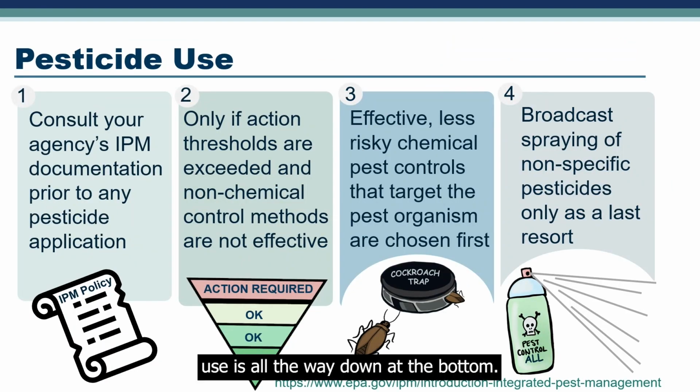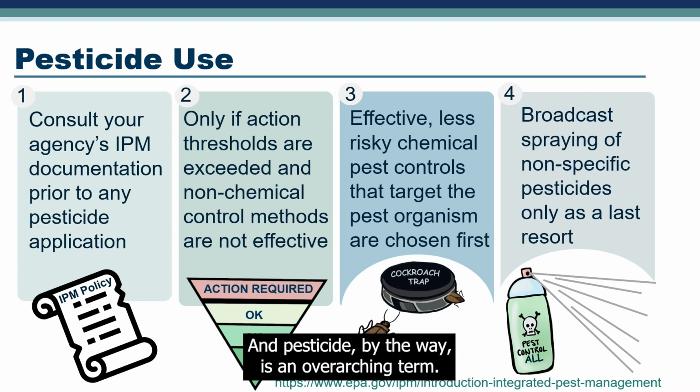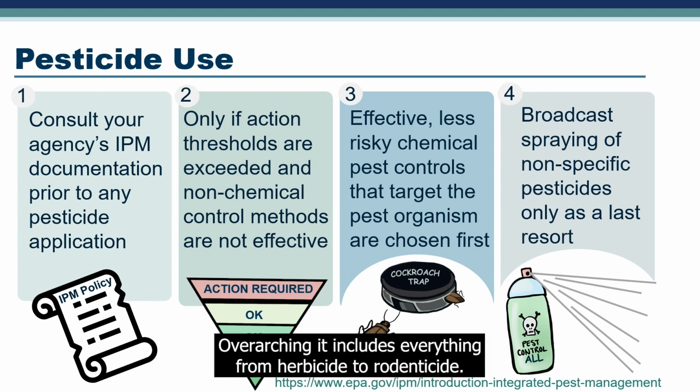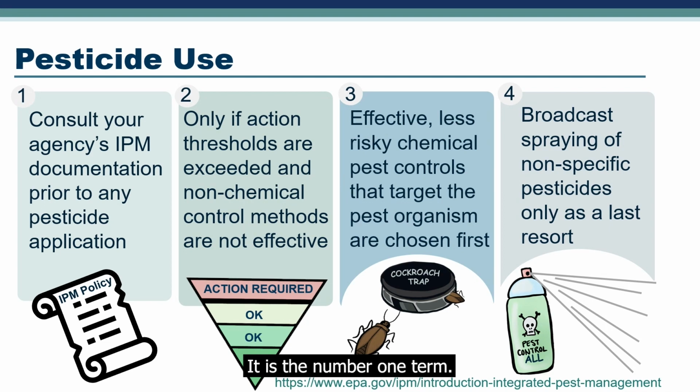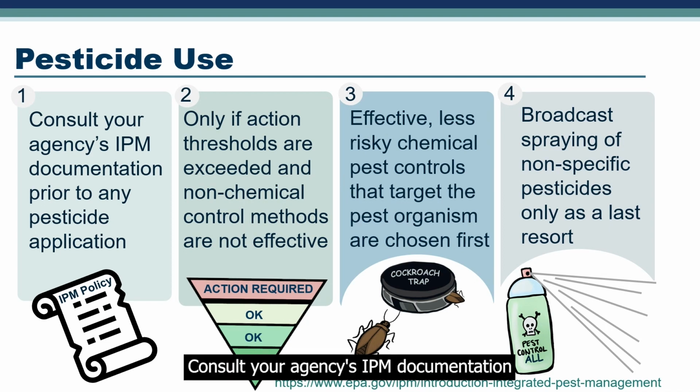So pesticide use is all the way down at the bottom. And pesticide, by the way, is an overarching term. It includes everything from herbicide to rodenticide. It is the #1 term. Consult your agency's IPM documentation prior to any pesticide application.